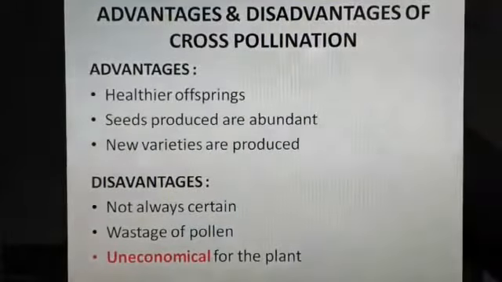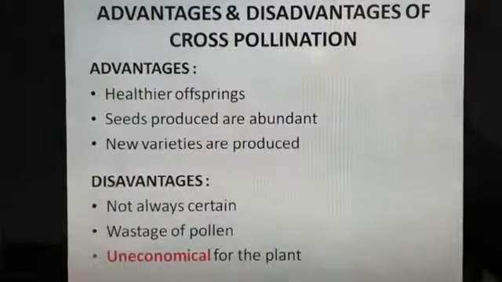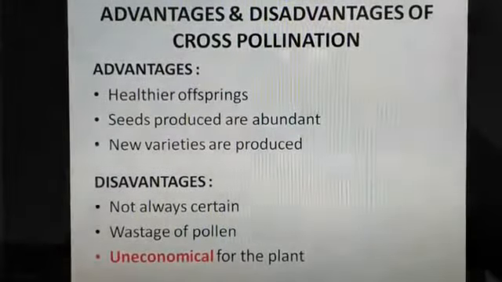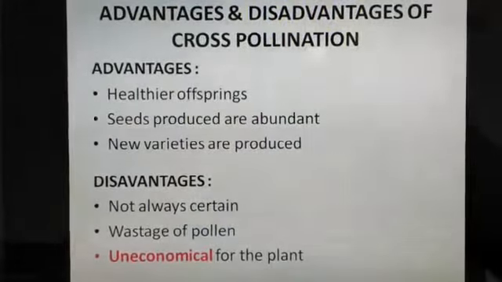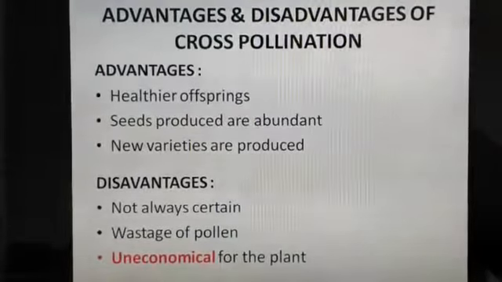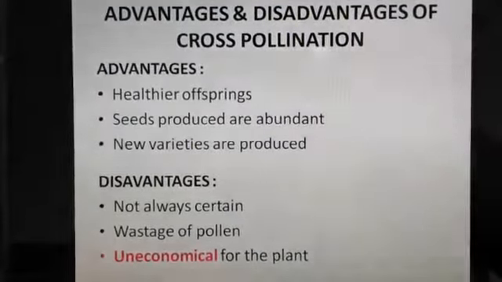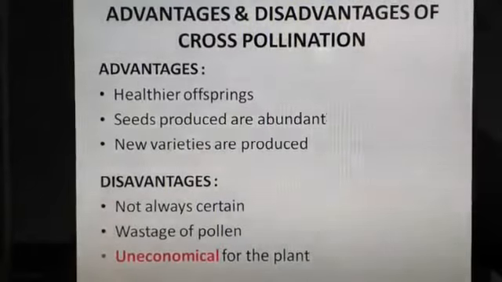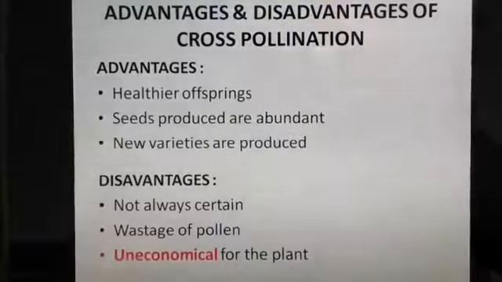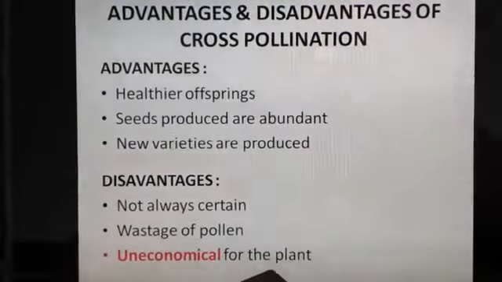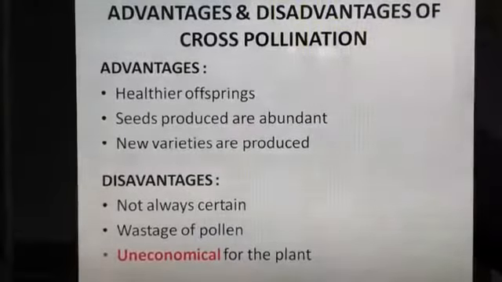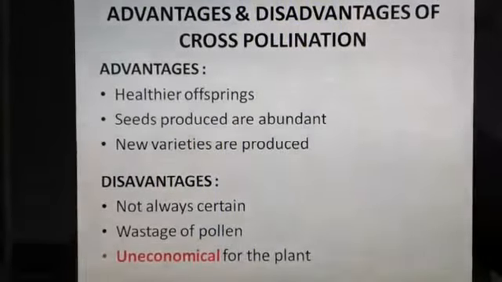Since pollinators like bees and birds are required for cross-pollination, a cross-pollinated flower needs to be large, showy, it also needs to have scent and nectar, which will involve usage of a lot of nutrients in it. So this process is uneconomical for the plant. It is not beneficial. With this, we come to the end of today's video.